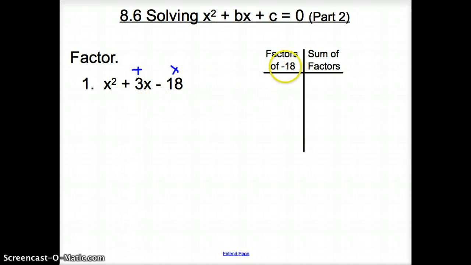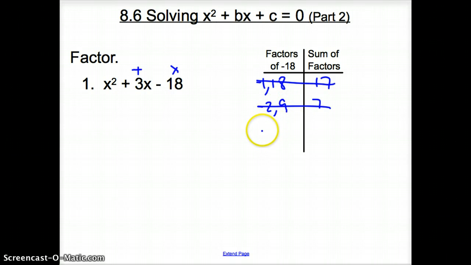So let's try it and find our factors of negative 18. Since my positive has to be bigger than my negative, I'm going to have to say negative 1 and 18. When you add these two guys up, they give you 17, so that doesn't work. Then let's go on to negative 2 and 9. You add these guys up, that gives you 7. So that does not work.